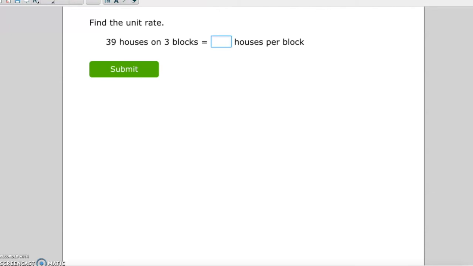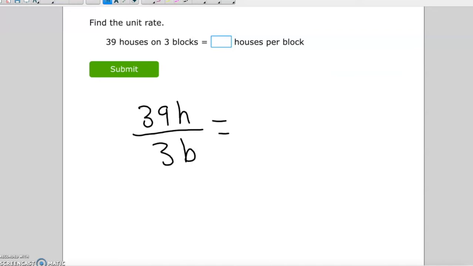Next one, find the unit rate. 39 houses on 3 blocks equals blank houses per block. Per block, that means 1 block, right? All right, go ahead, find out what goes in that blank. Pause it, and then push play when you've got it. 39 houses on 3 blocks. You want to figure out how many houses, that's the unknown, right? Houses per block. 1 block. Notice my blocks are on the bottom, houses are on top.